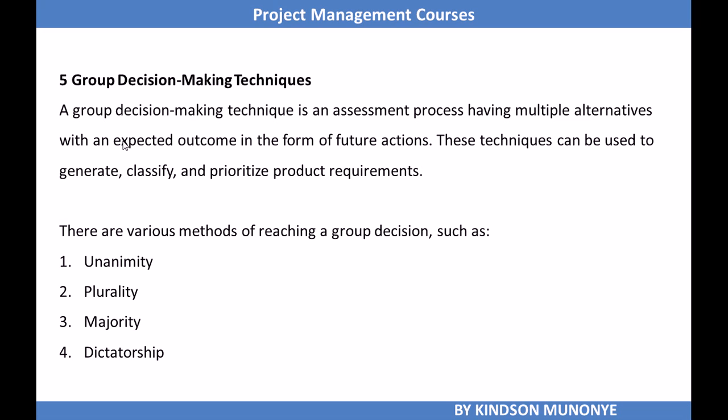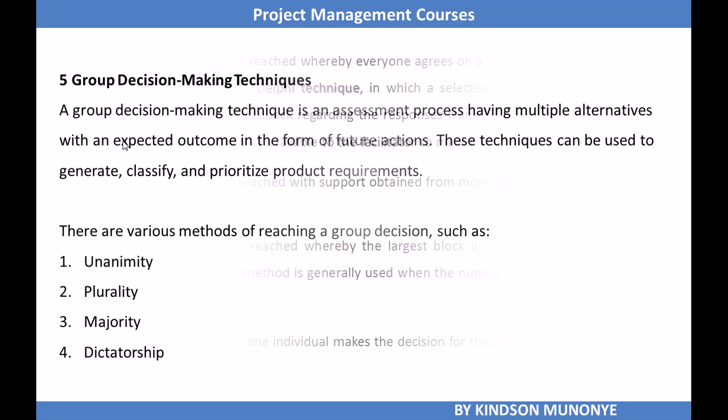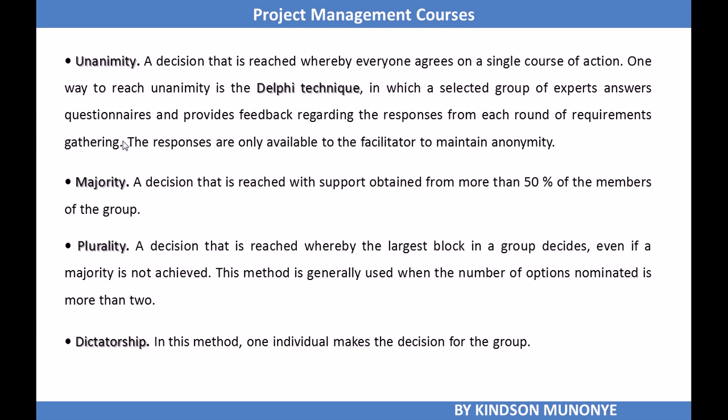It is an assessment process having multiple alternatives with an expected outcome in form of future action. So there are various methods to reach group decision making, such as unanimity, plurality, majority, and dictatorship. And these are explained here. Unanimity is where everyone agrees on a single course of action. One way to reach unanimity is the Delphi technique, in which a selected group of experts answers questionnaires and provides feedback regarding the responses from each round of requirement gathering.